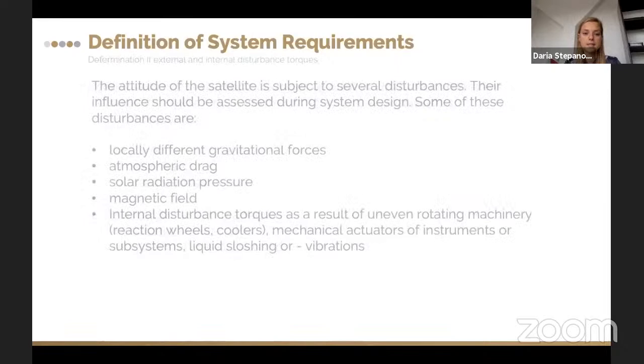The attitude of satellites is subjected to disturbances, and these are gravitational forces, atmospheric drag, solar radiation pressure, magnetic field, and some internal disturbances generated by mechanisms or rotating devices like reaction wheels.